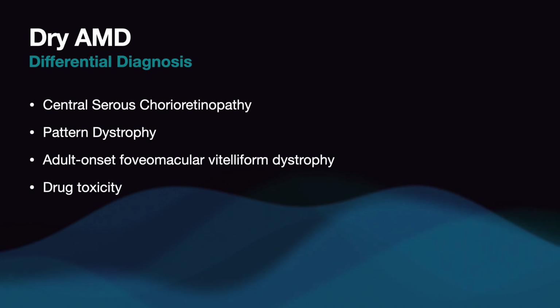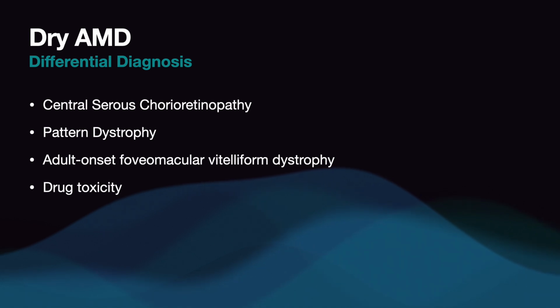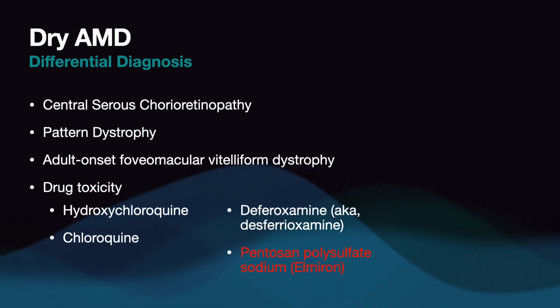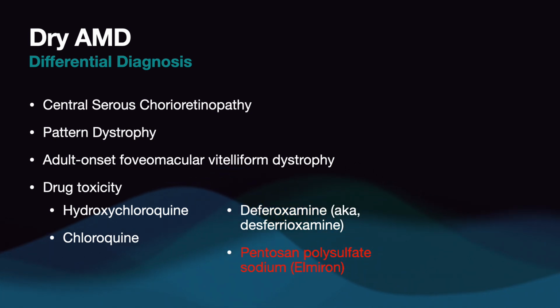You've got a differential diagnosis for AMD. Believe it or not, macular hole used to be on this list. I don't think it is anymore. That was in the pre-OCT days. Central serous chorioretinopathy. Pattern dystrophy is a big one. Adult onset foveomacular vitelliform dystrophy. Drug toxicities. Pentosan polysulfate sodium is not in the book yet, but it will be. That's a really big one that's come about in the last few years, Elmiron.